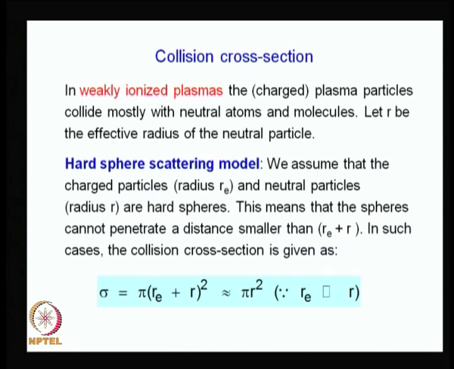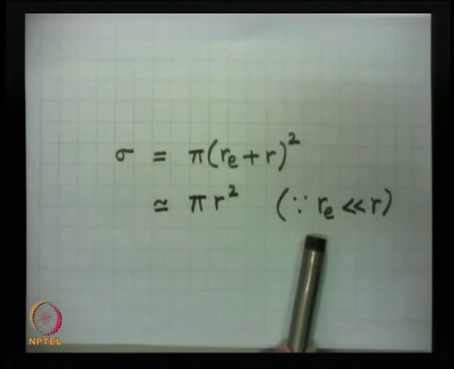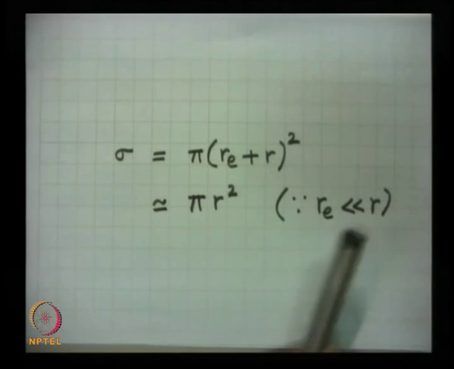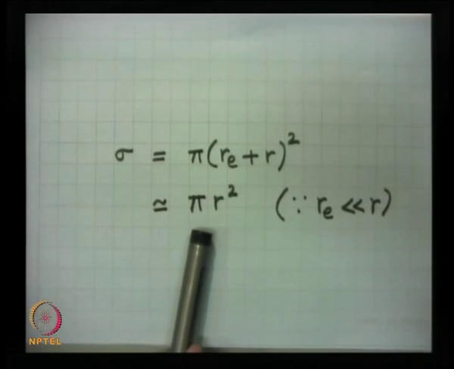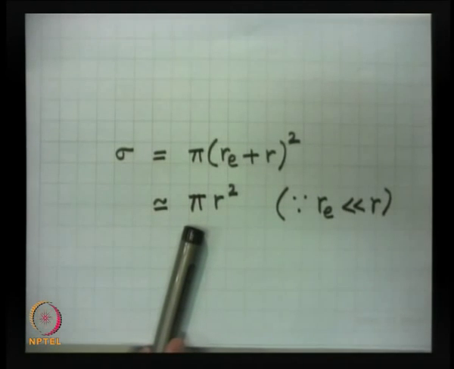Without going into the derivations, I am just giving you the result of the collision cross section for hard sphere scattering, which is shown here, and I have also written it down for you. It is sigma equal to pi (Re plus R) whole square. Now, since Re is much less than R, the radius of the charged particle, which is either an electron or an ion, is much less than the radius of the atom or the molecule, we can say that sigma is equal to pi R square. So, pi R square is the effective cross section of the target atom or molecule.